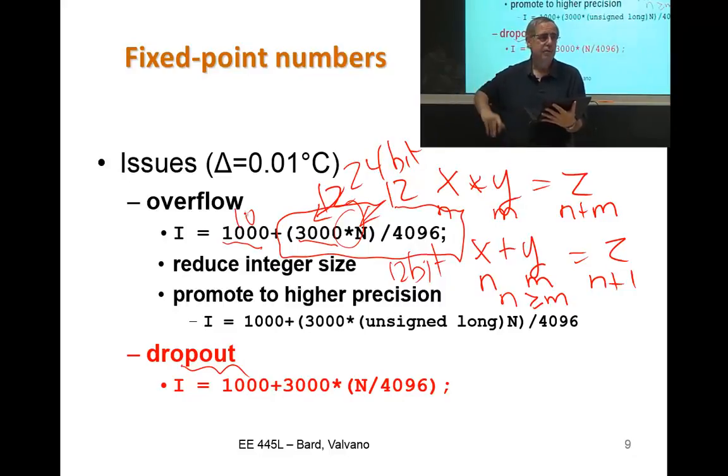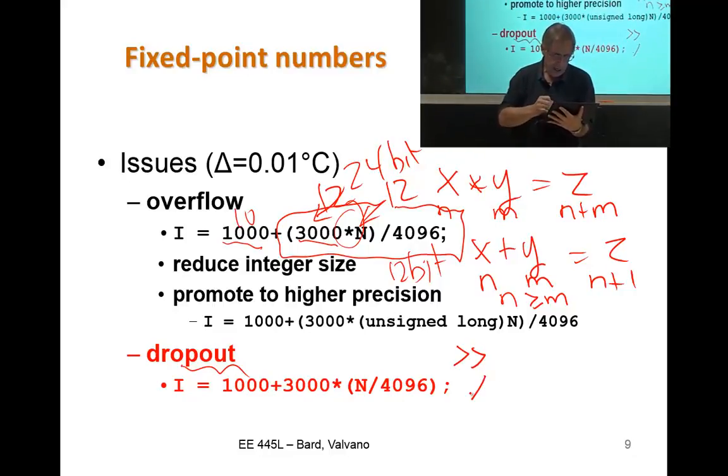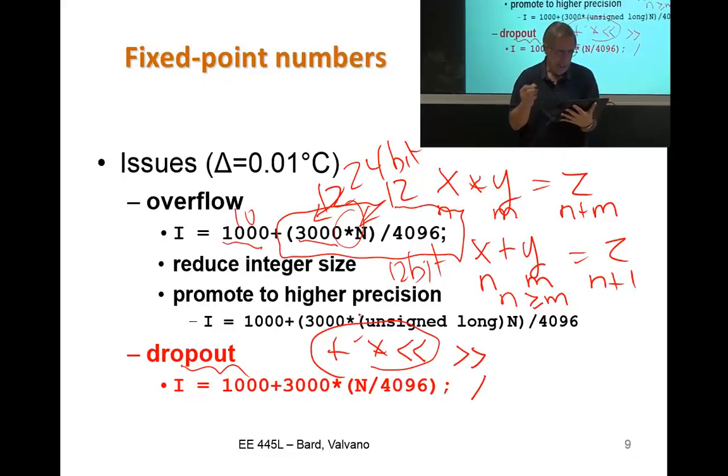Is it going to fit? Yeah. And will it ever overflow? No. Okay. We do have a problem with the right shift and the divide, and that is you lose bits. We have a problem with add, multiply, and left shift in that they could overflow. So add, subtract, multiply, and left shift could cause overflow. In our case, it didn't. But the divide and the right shift cause an error called dropout.